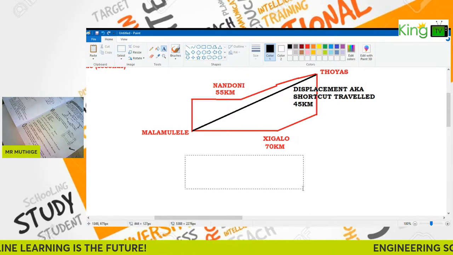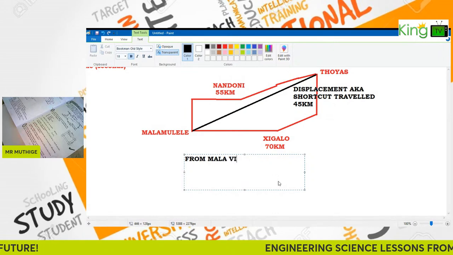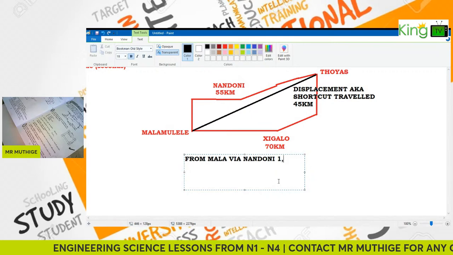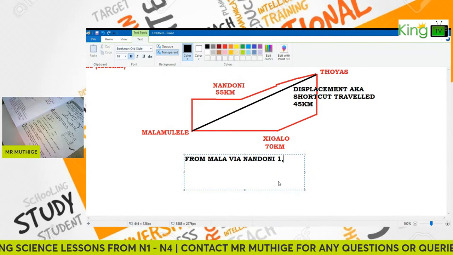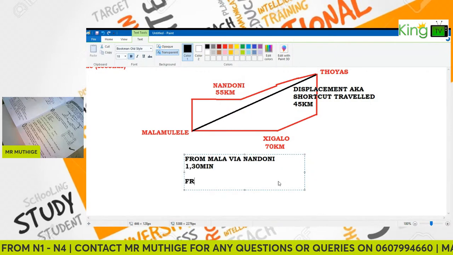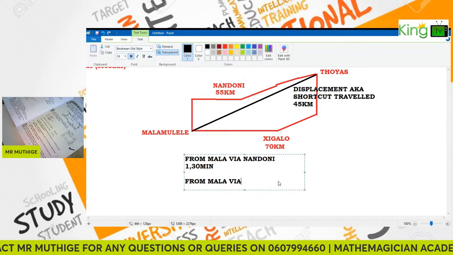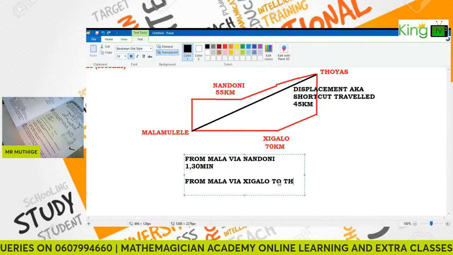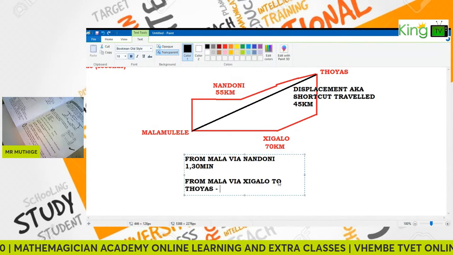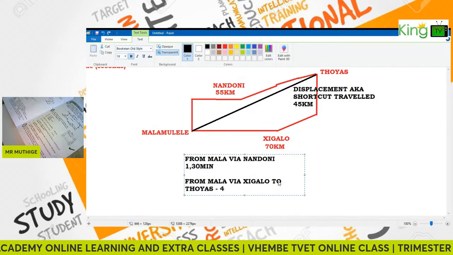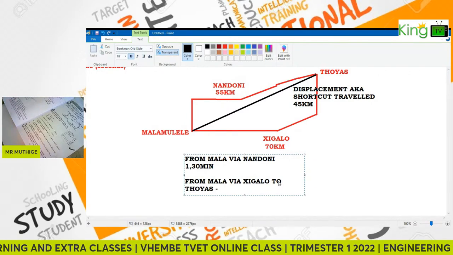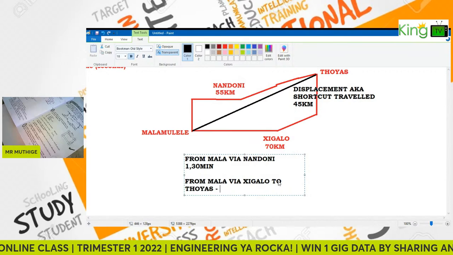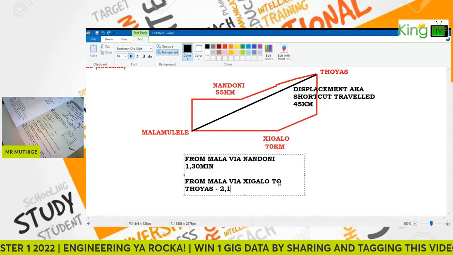Now, from here via Nandoni takes 1 hour. How long? 15 minutes, 1 hour 20 minutes, 35 minutes, 1 hour 30 minutes. And then from here via Shigalo to the destination takes about 45 minutes? Or what? Can it be less or can it be more? So via Nandoni, 55 kilometers over 1 hour 30 minutes. The Shigalo route should be more, right? Probably say 2 hours, 2 hours 10 minutes.